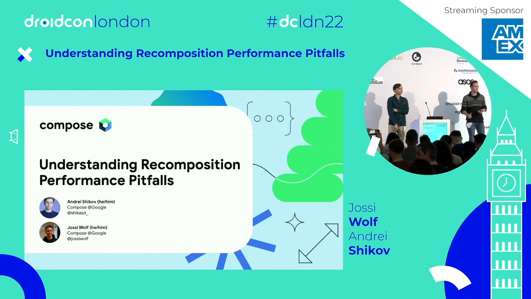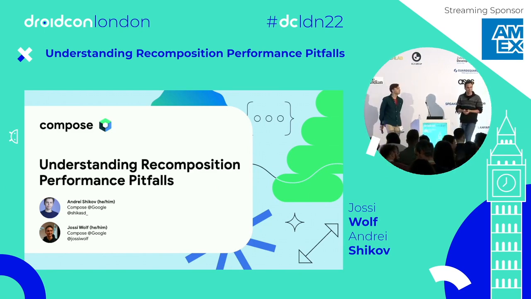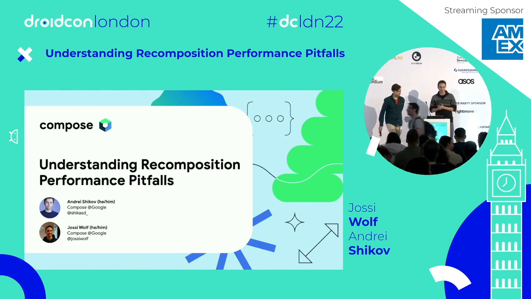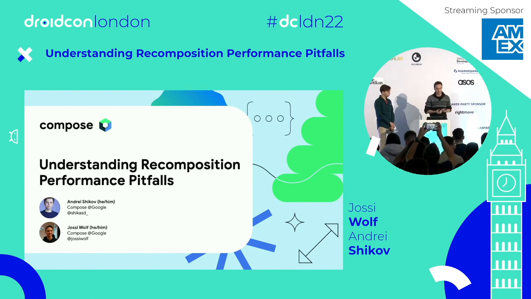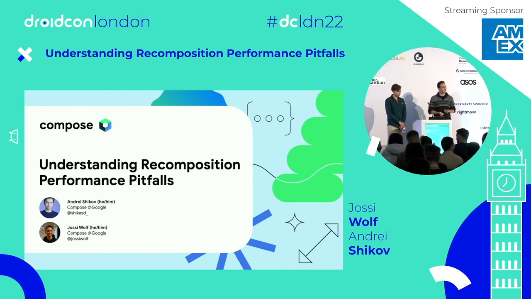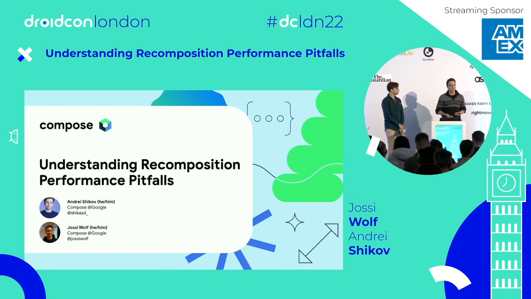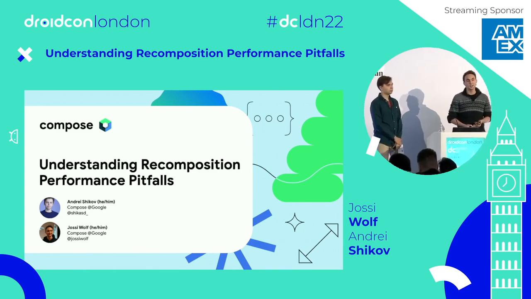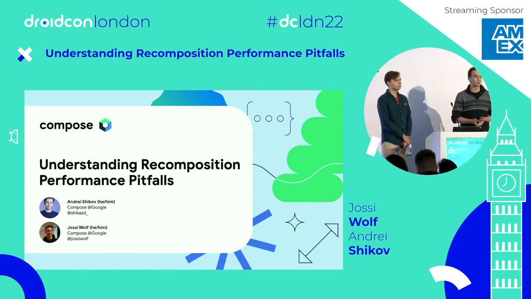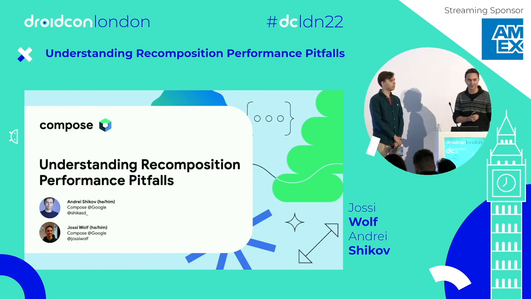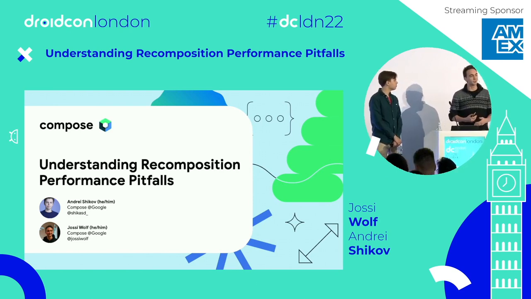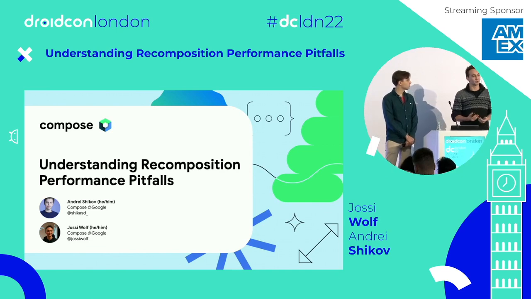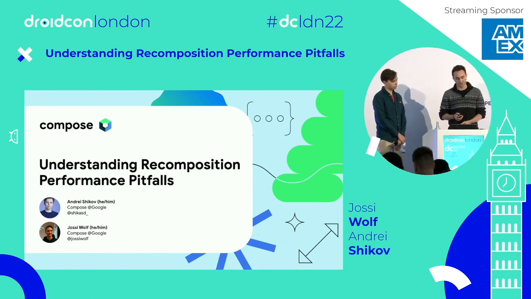This is Andrei Shikov, I'm Jossi Wolf, and we both work at the Jetpack Compose team at Google, which is very cool. And today we want to talk about common pitfalls around recomposition and performance. We're going to look at very common things, how to analyze common performance issues and some potential fixes, but most importantly, we're going to talk about Compose internals, which is fun. We're going to talk about how recomposition actually works, and from there, try to build an understanding of why common performance issues occur and what we can do against them.